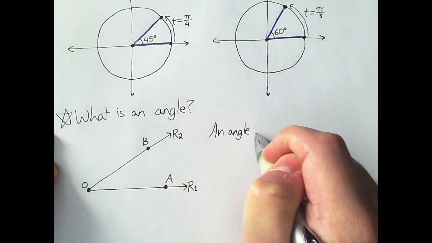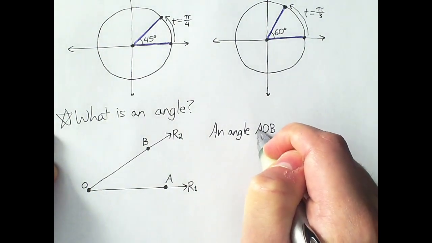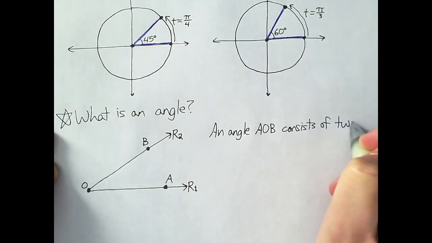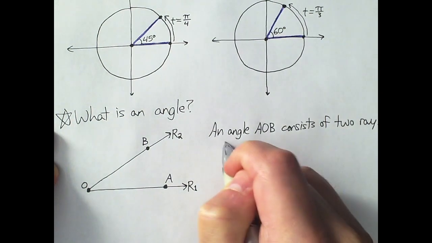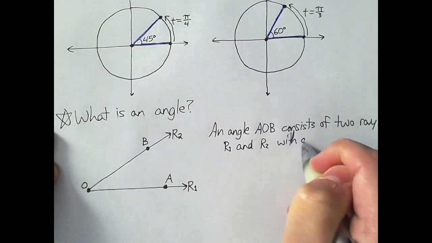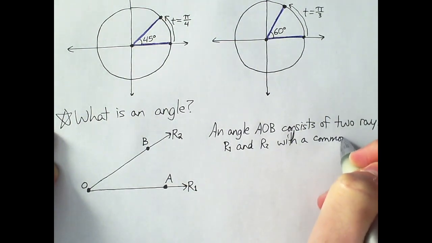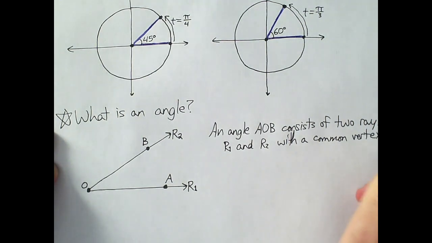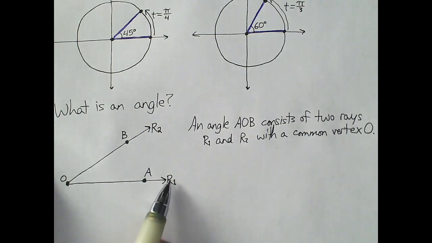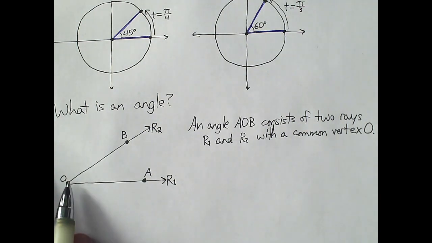An angle, AOB, consists of 2 rays, R1 and R2, with a common vertex O. So the vertex of a ray is basically its starting point. You could think of the ray R1 as starting at the origin, and then it just keeps going in some direction forever. And the ray R2 starts at the origin and then keeps going in some direction forever.